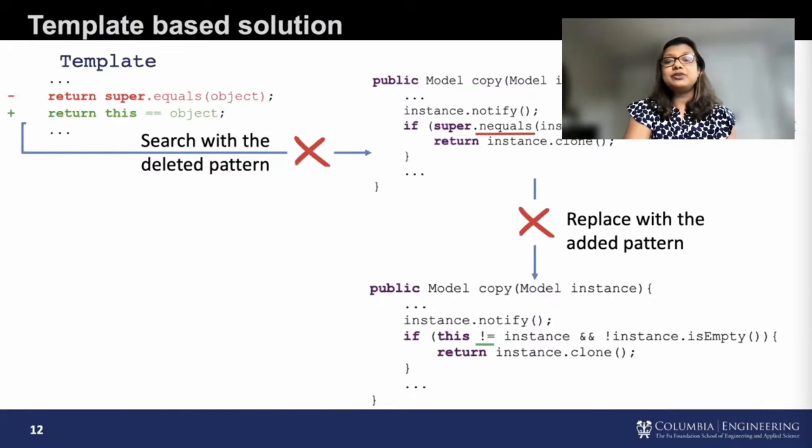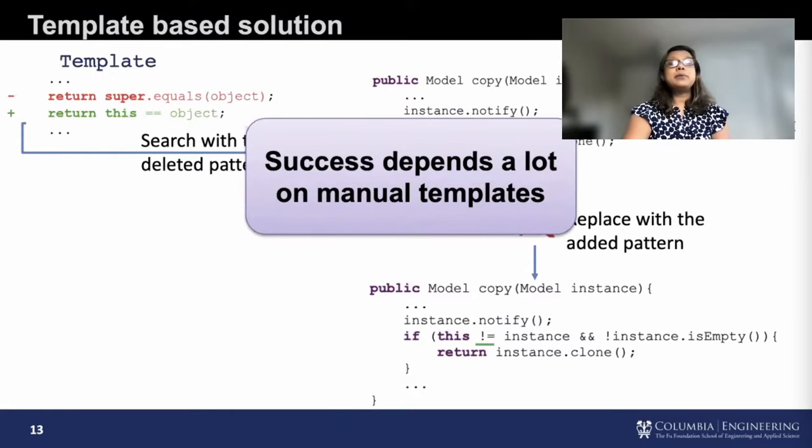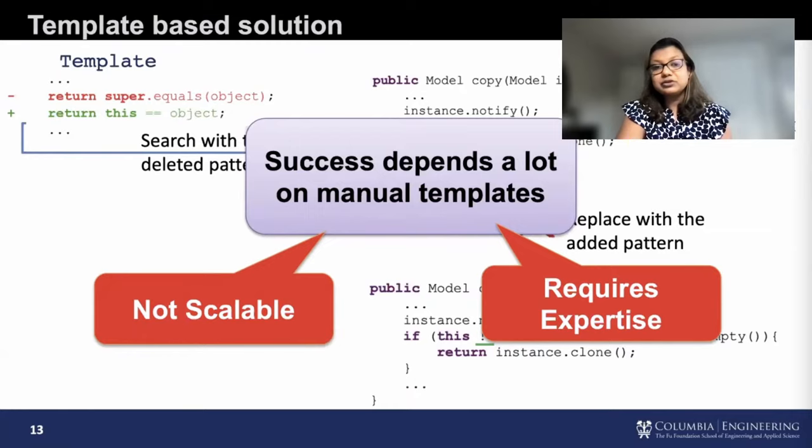But one of the problems with such template-based practice is that if there is a slight variation, like here, there is code in your code base where instead of equals, we use not equals, and you are expected to fix that with the not-equal-to sign. So this is a slight variation of the pattern or template you developed. And even with such slight variation, the template-based solution will not work. So you can probably imagine by now that the success of such template-based solutions depends a lot on manual templates, which is absolutely not scalable. You have to write lots and lots of templates, and it also requires a lot of domain expertise.